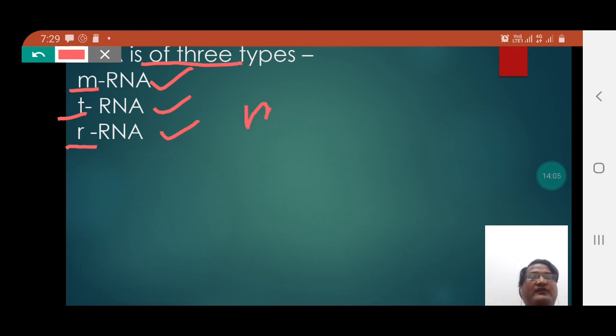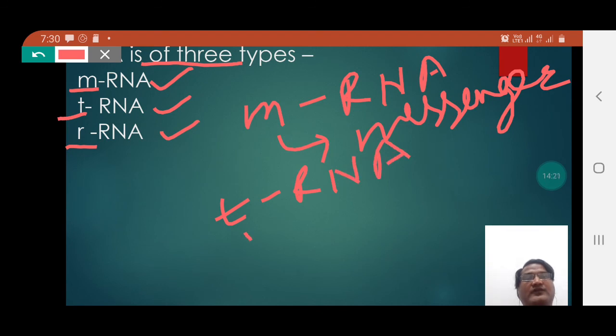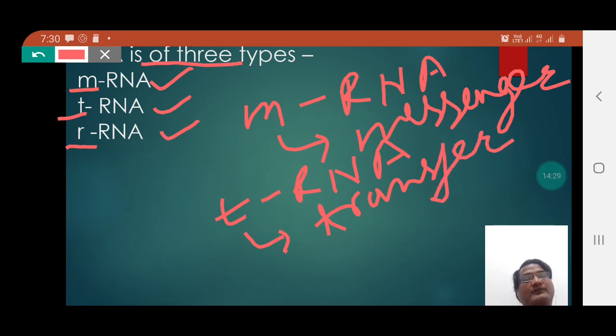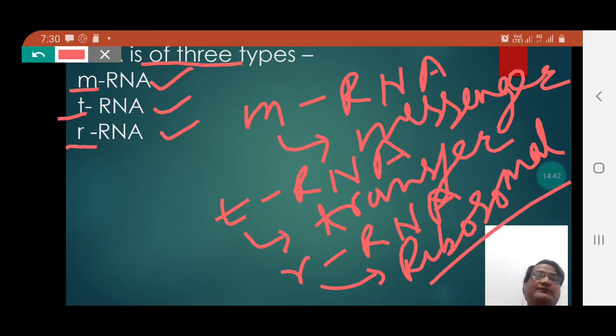So students, if we write mRNA here, then the M will represent messenger. If we write tRNA, then T represents transfer RNA, and if we write rRNA, then students, here R represents ribosomal RNA.